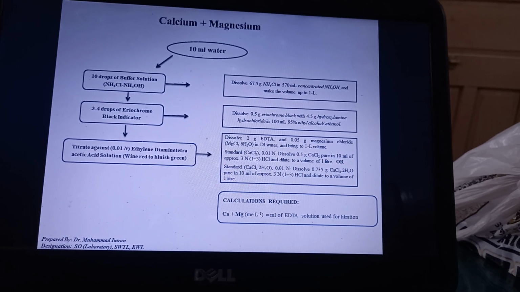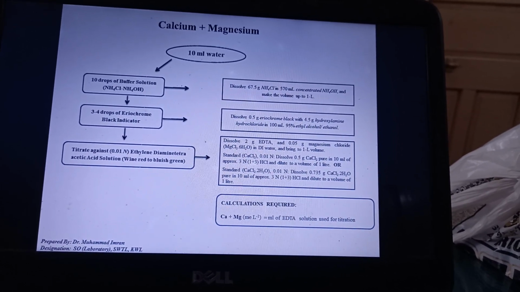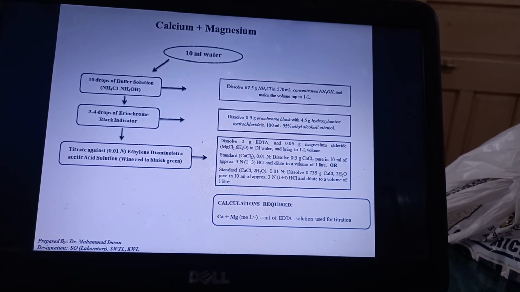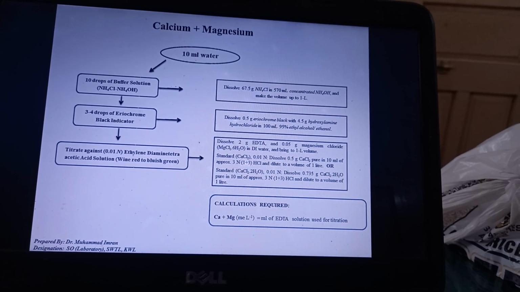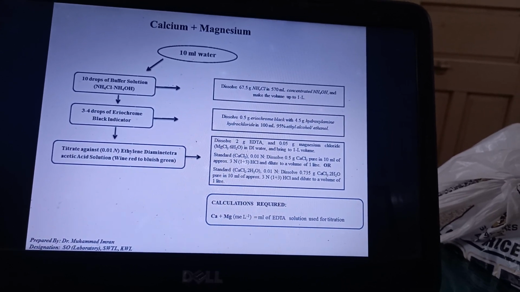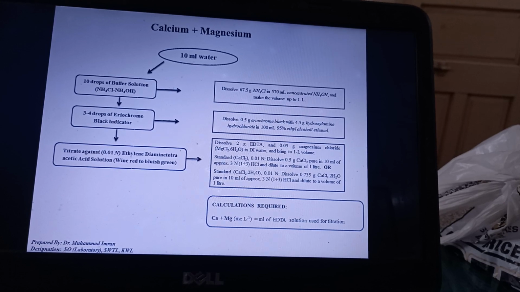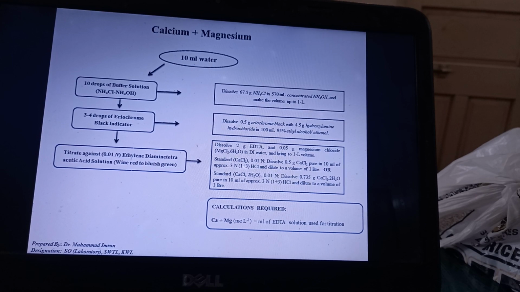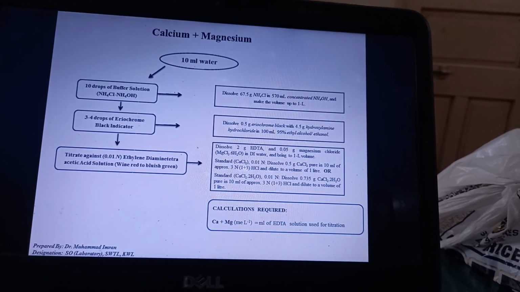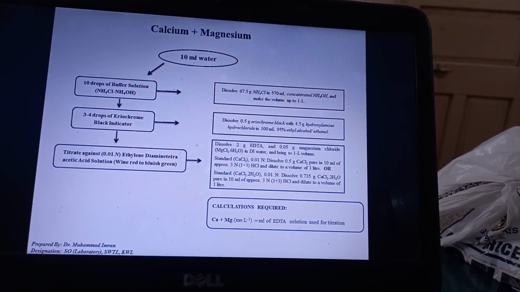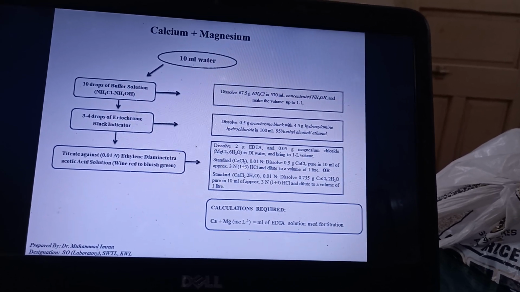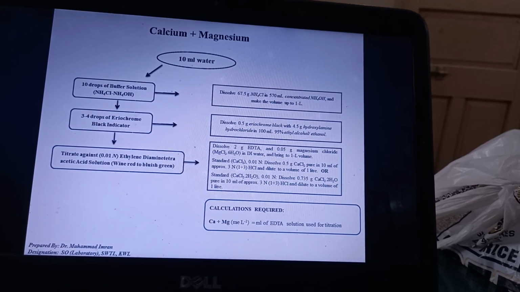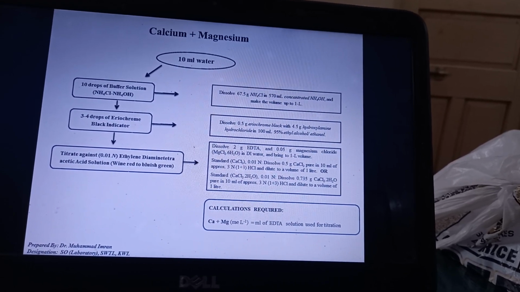If we prepare 0.01 normal EDTA solution, we have to standardize it for accurate analysis of water. If we have calcium chloride, then we take 0.5 gram calcium chloride in 10 ml of approximately 3 normal HCl and dilute to a volume of 1 liter. 3 normal means 3 normality. For this if we use 25 ml HCl, then 75 ml would be water.